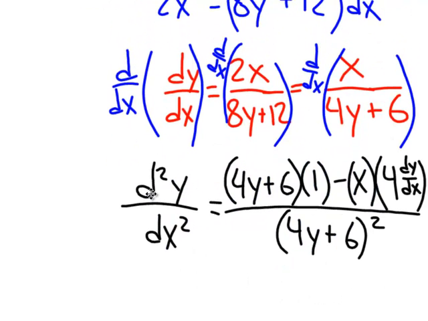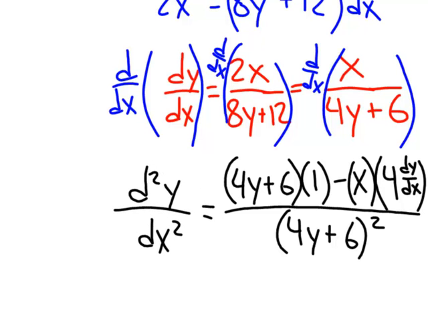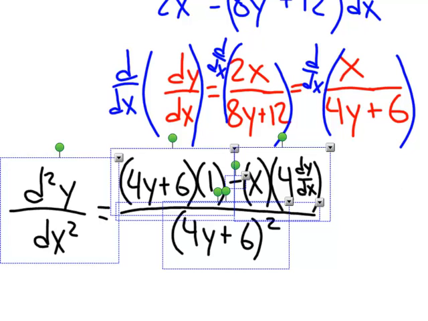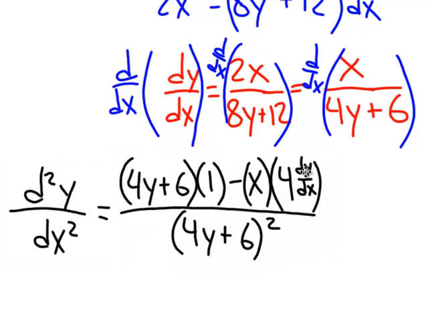Okay, so we're seeking this second derivative, and that's what we got on the left-hand side. But you notice what's not really acceptable on the right-hand side as far as a final answer goes? We should not have this dy over dx in our final answer. We really just want x's and y's in our final answer. So what do we do about it?